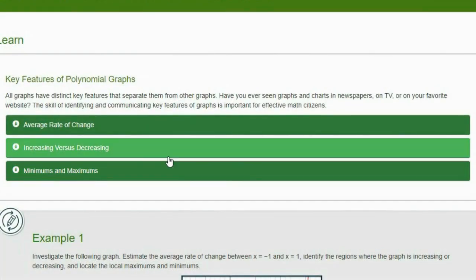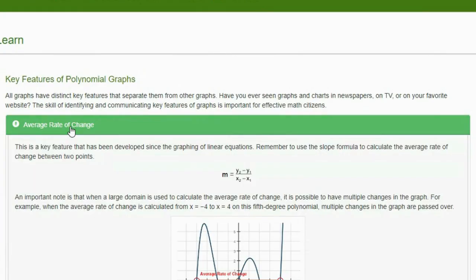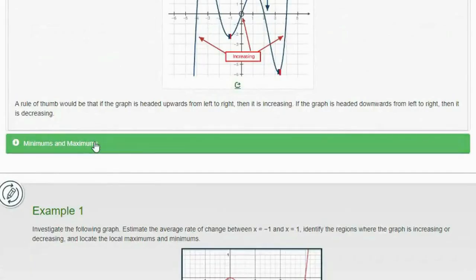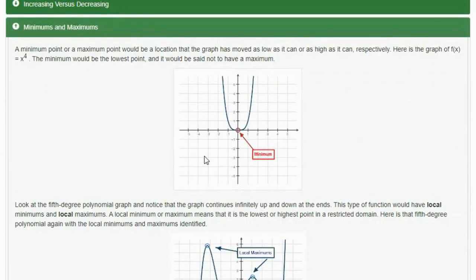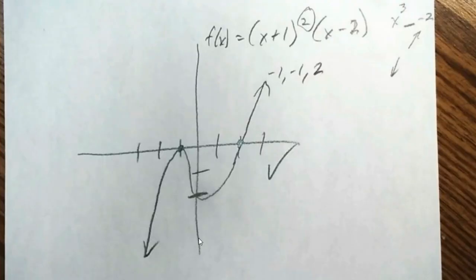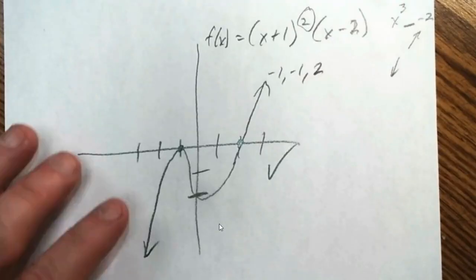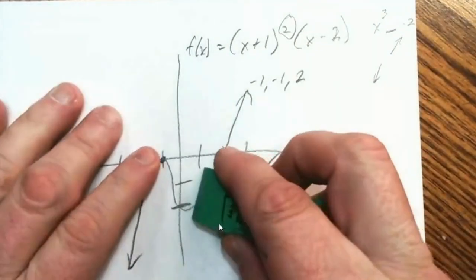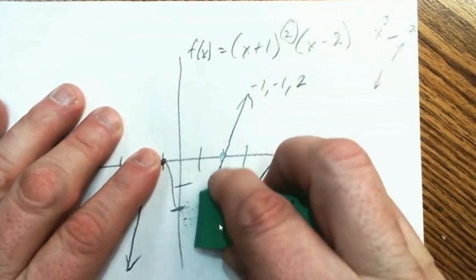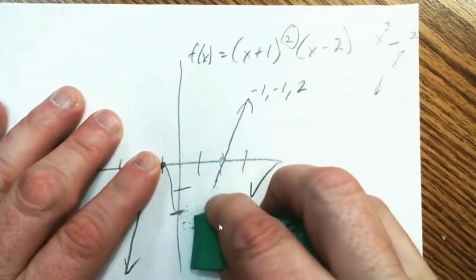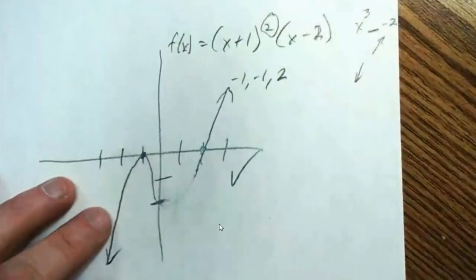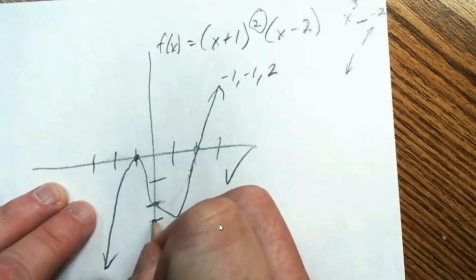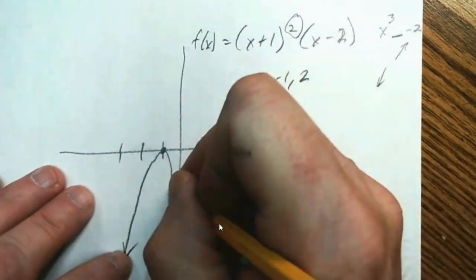Key features. Average rate of change, increasing versus decreasing, minimums and maximums. All right, we're going to use the graph we have right here. I'm gonna fix it just a little bit. I'm gonna try to fix this where it goes down a little farther, like we had it a minute ago on the screen. So we're gonna say this goes down to like right there, and that's gonna be at -3.